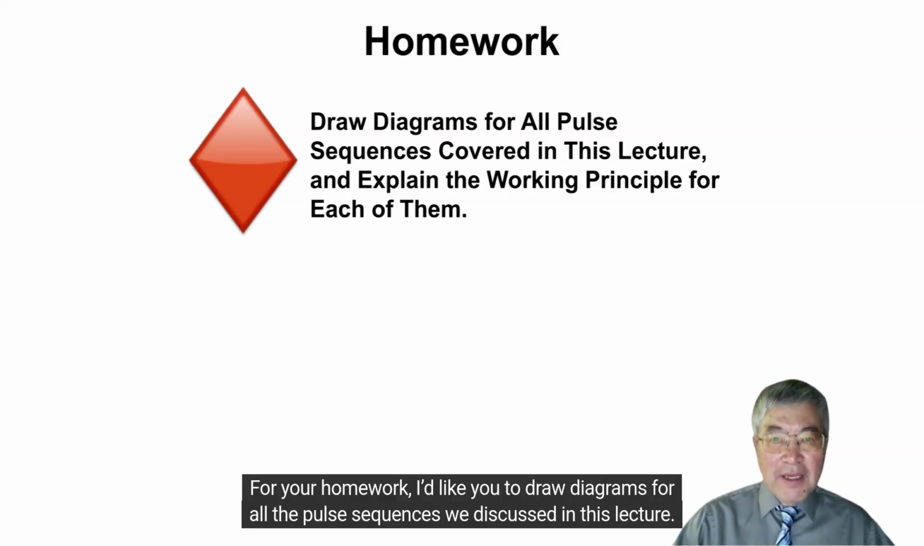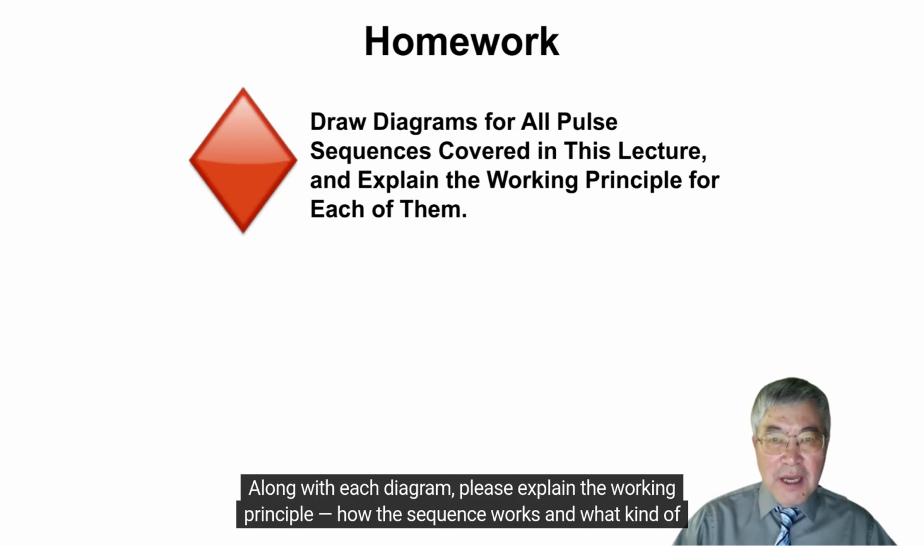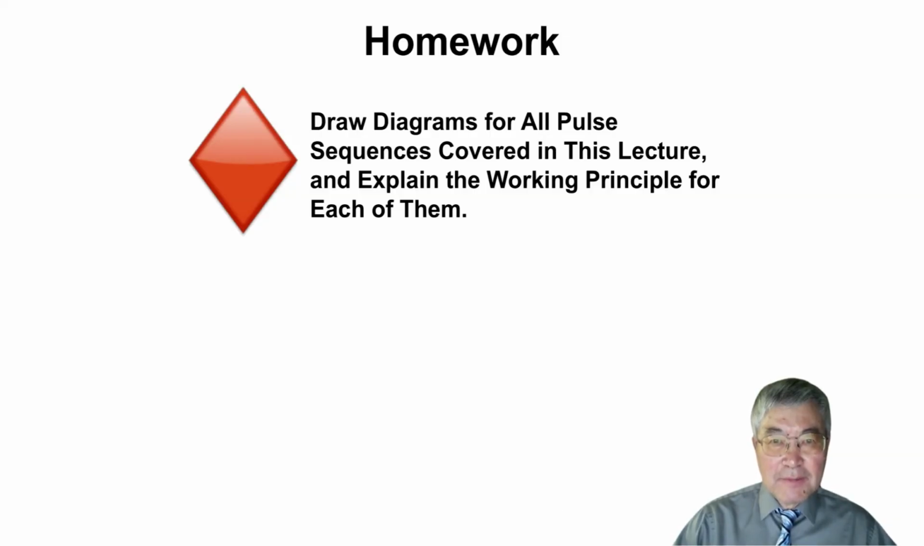For your homework, I'd like you to draw diagrams for all the pulse sequences we discussed in this lecture. That includes spin echo, gradient echo, diffusion-weighted imaging, and spectroscopy sequences. Along with each diagram, please explain the working principle, how the sequence works, and what kind of information it provides.